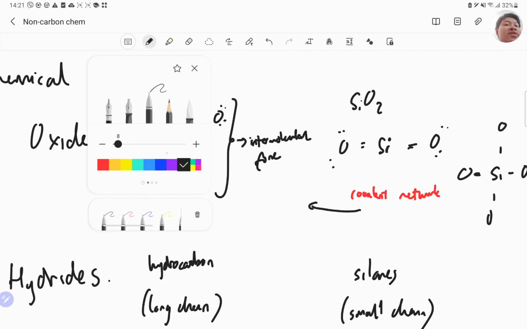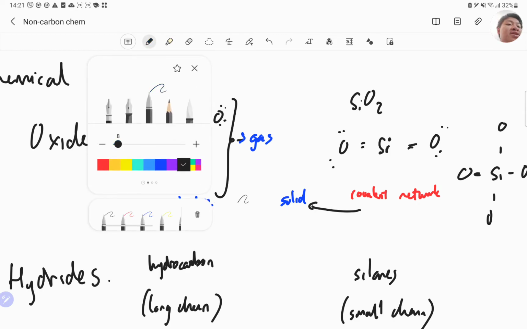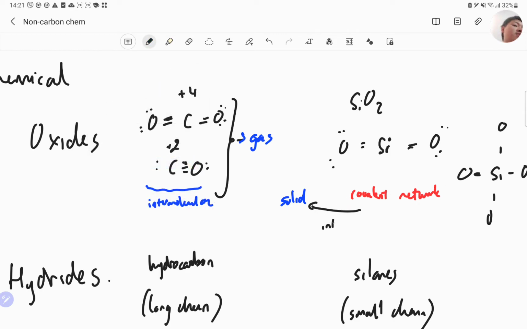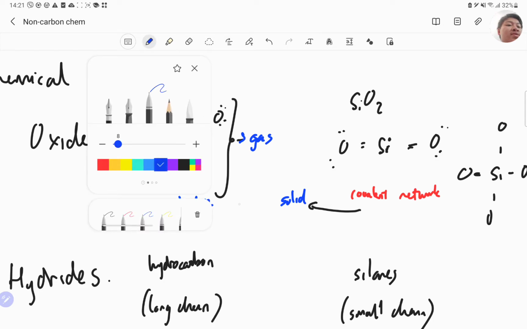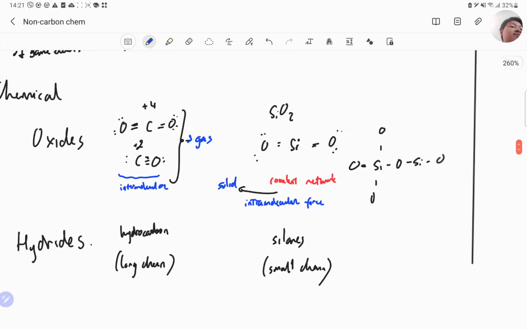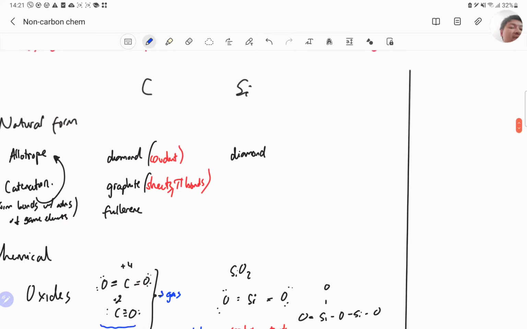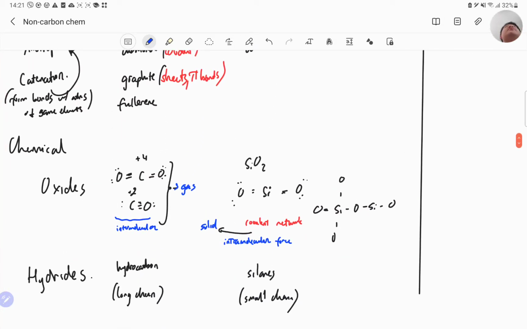I'm actually going to do that in another color. Solid and gas. Okay, it's because this is governed by intermolecular force, whereas that one is intramolecular force here. So they exist as a solid because they're quite close to each other. Okay. Silanes. Alright. That's it, I think. Yep.